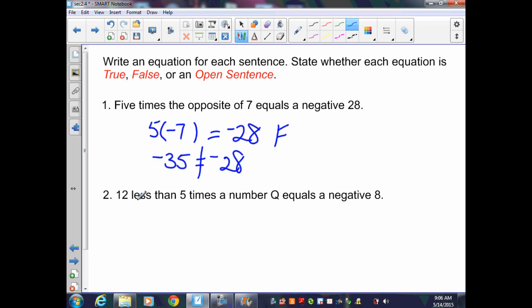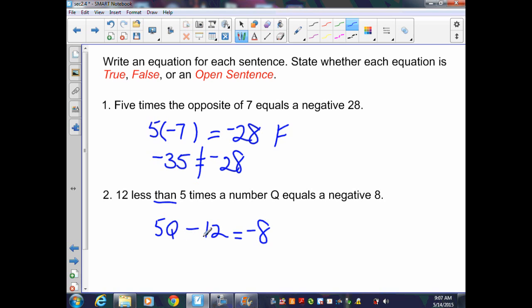Number two, 12 less than 5 times the number q equals a negative 8. We have 12 less than. When we have the word than, we know we have to switch the order. This comes second. So we have 5 times a number q. So we have 5 times q. I can use parentheses, but I don't need to since this is a variable. That represents multiplication. Less than, less means minus, and this would be 12, equals a negative 8.